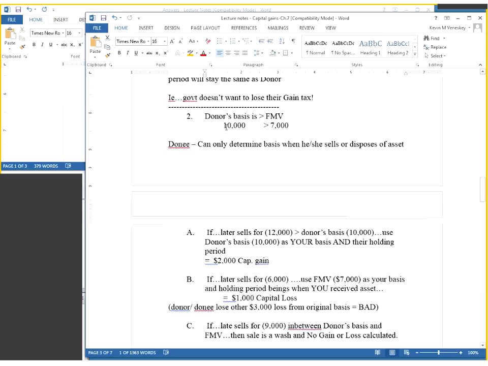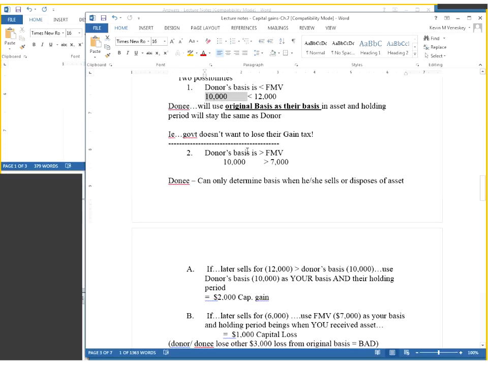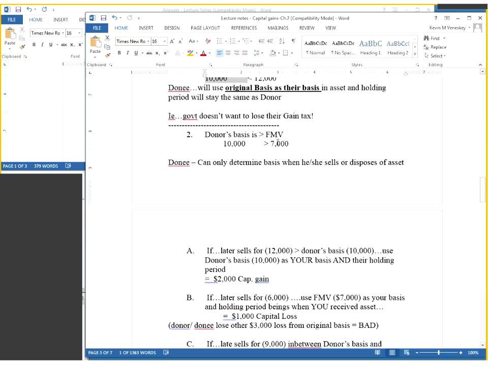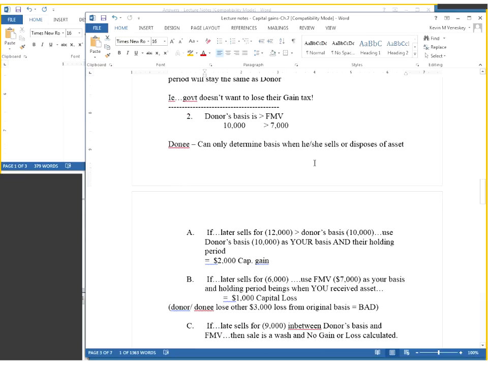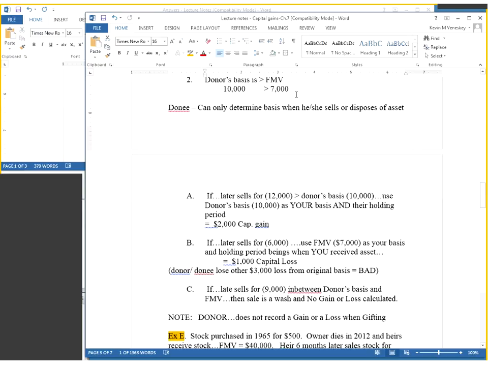Then the other situation is where the donor's basis is actually higher because the value of the item went down. So their basis is higher than the fair market value on the date that you get it. In this case, your basis doesn't really come into play until you turn around and sell it. And then there are three situations. Did you turn around and sell it for less than what it's worth even now, so it's gone down and keeps going down? If that's the case, that's part B here.